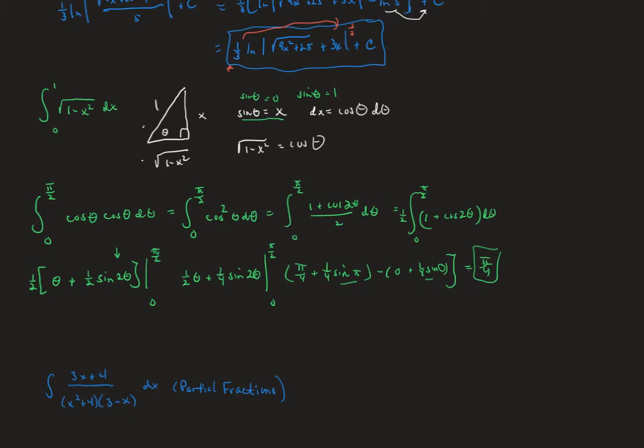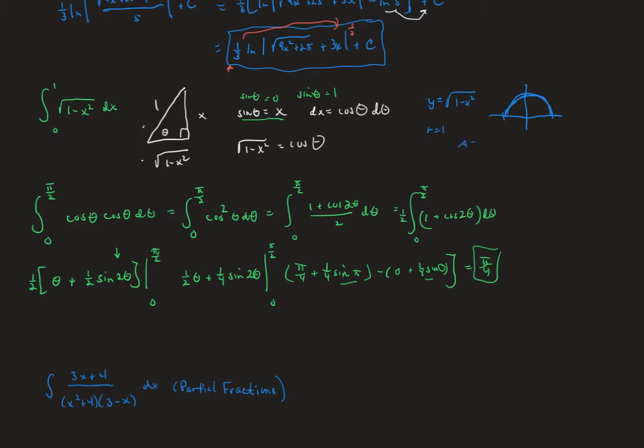Now, if you were really good with your geometry, you could have actually done this geometrically. So just to confirm what we just did there, y equals the square root of 1 minus x squared is actually a semicircle. That's the top half of a circle centered at the origin with radius 1. So its radius is 1.